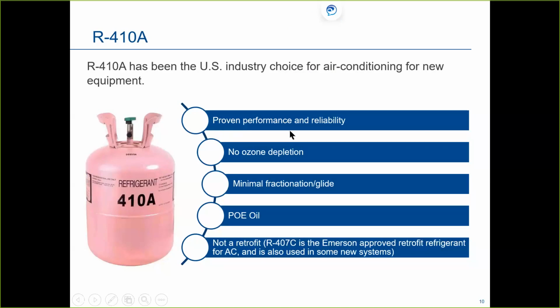It has proven performance and reliability. It has no ozone depletion. And by the way, the ozone in certain areas of our atmosphere is almost completely closed, which is a good thing. It has minimal fractional glide, as I just spoke about. It's got POE oil, which accepts a lot of things. It's good. Not a retrofit for 407C. The Emerson approved retrofit refrigerant for AC is also used in some new systems.